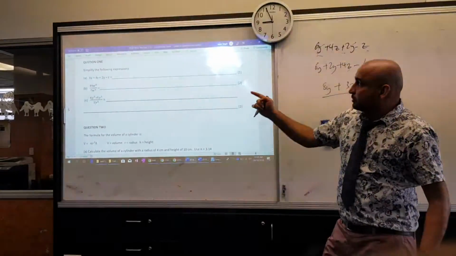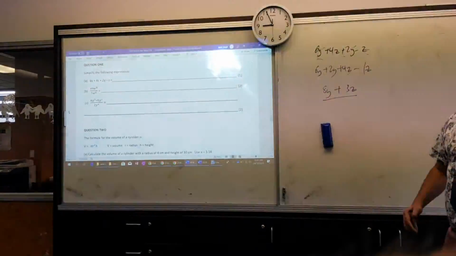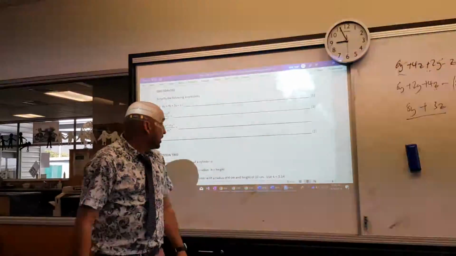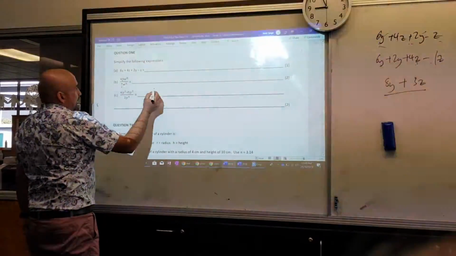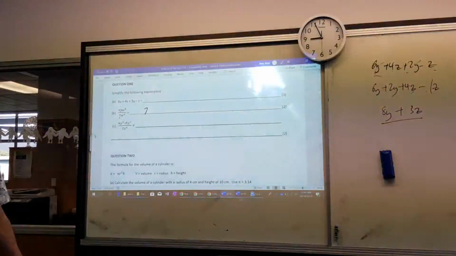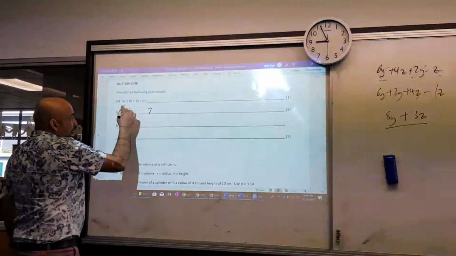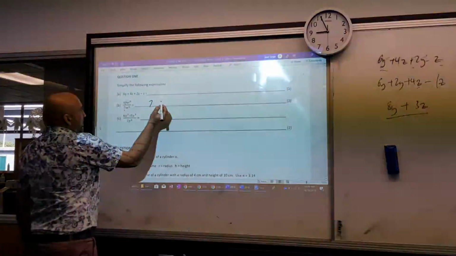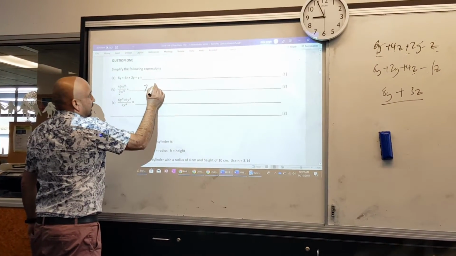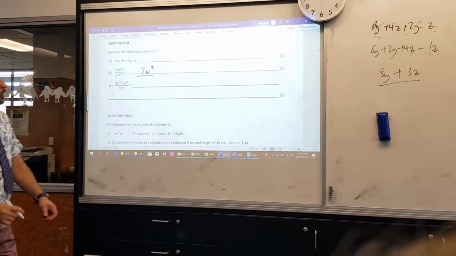Then B is division. So yes, you are allowed to use calculators in year 10. 49 divided by 7 is 7. And when we have the powers, when we divide and the base is same, we minus the powers. So this is W, 8 minus 5 is 3. So answer is 7W3.